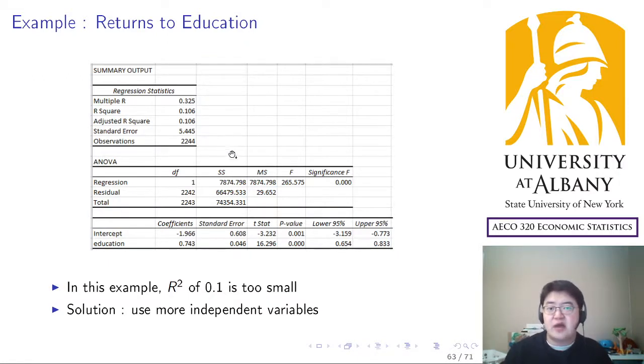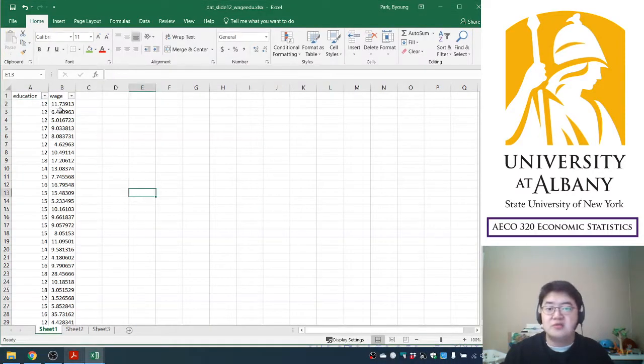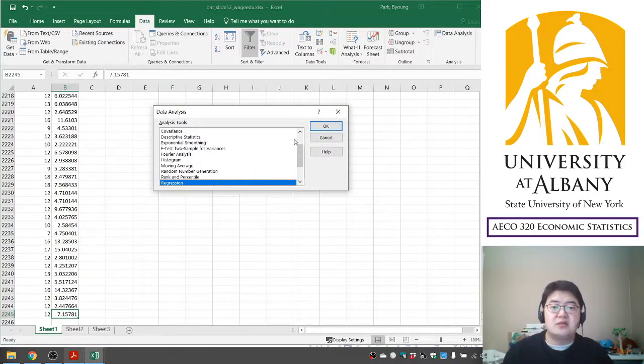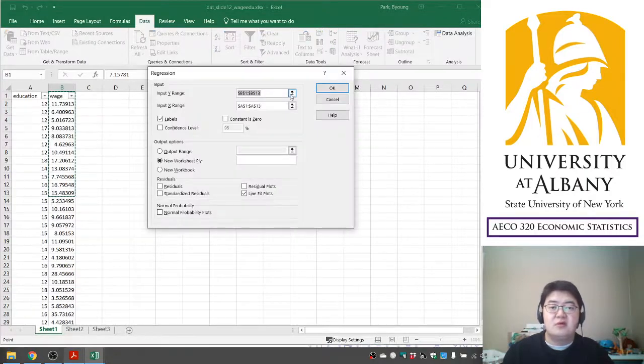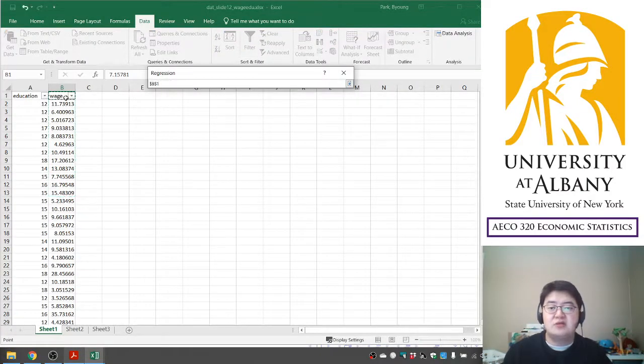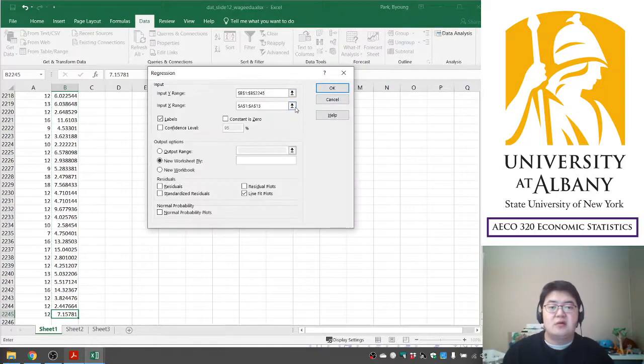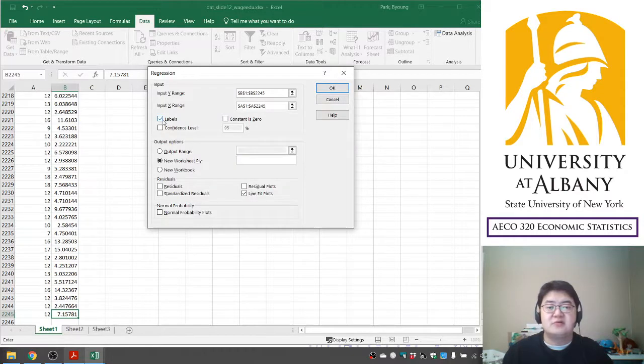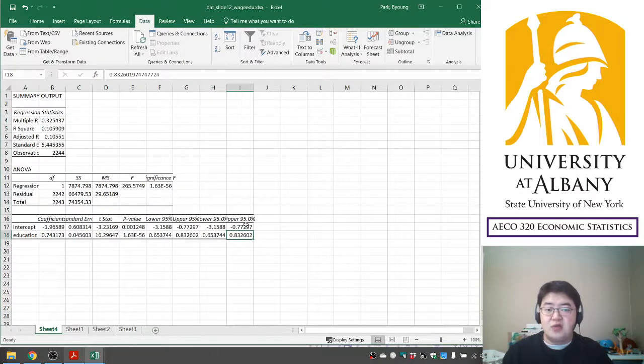Let's think about the education example. Here we had education and hourly wage, and the sample size is more than 2200. Let's do the regression. Y range is here. X range is here. And first label, I'm not going to use plots. Then you get the results.